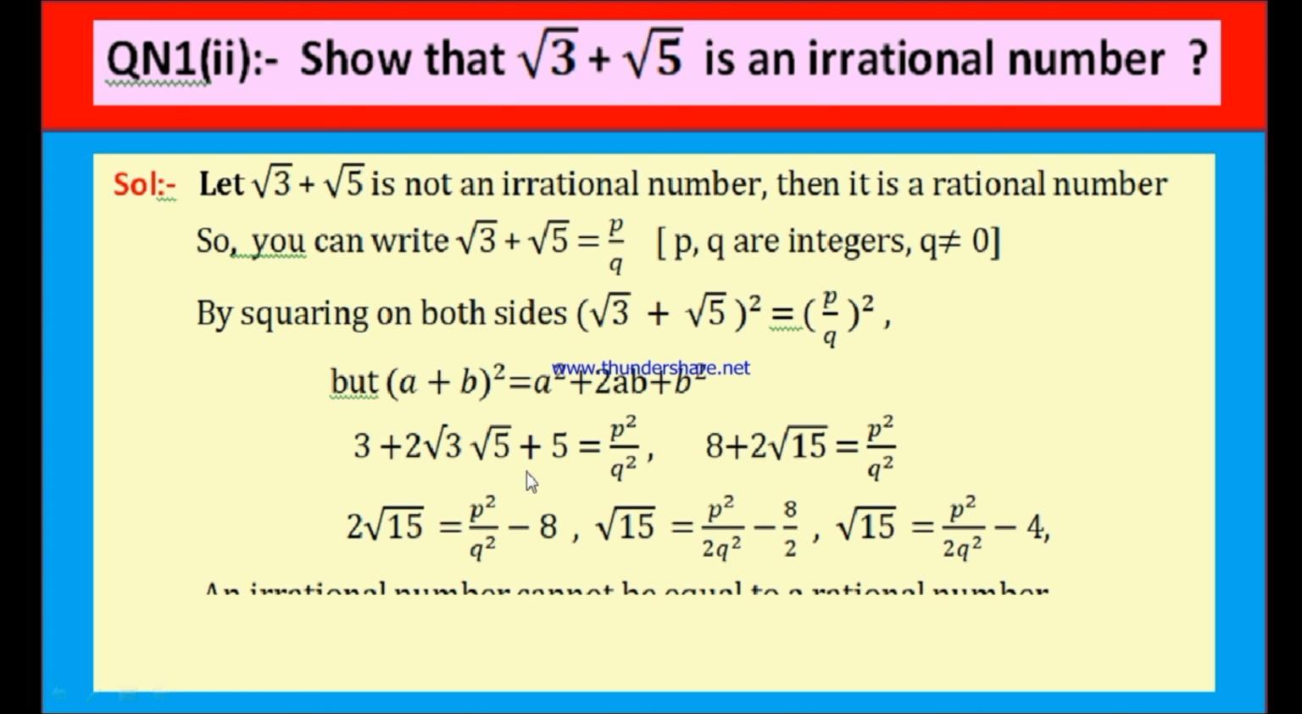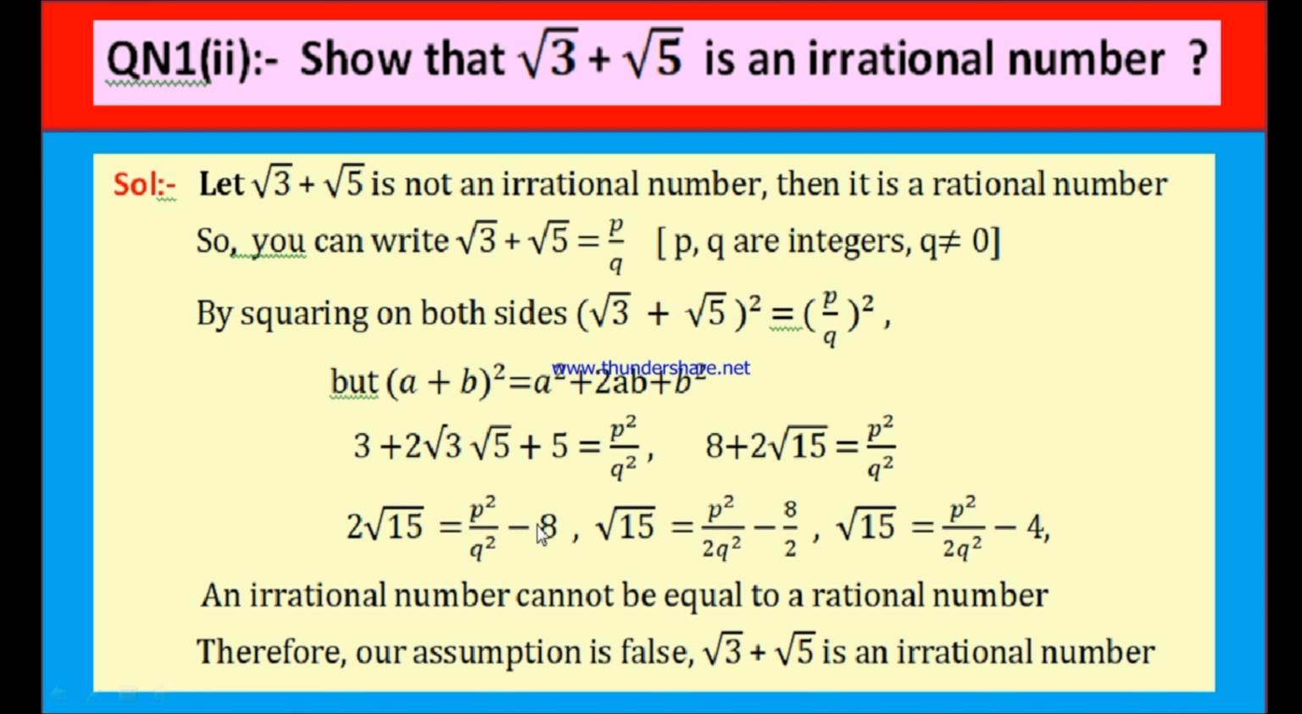Now 3 plus 5 is 8, plus 2 root 3 into 5, that is 2 root 15, is equal to p square by q square. Take this 8 to the other side. Then 2 root 15 is equal to p square by q square minus 8. And root 15 is equal to, divide both sides by 2, p square by 2q square minus 8 by 2. That is, root 15 is equal to p square by 2q square minus 4.